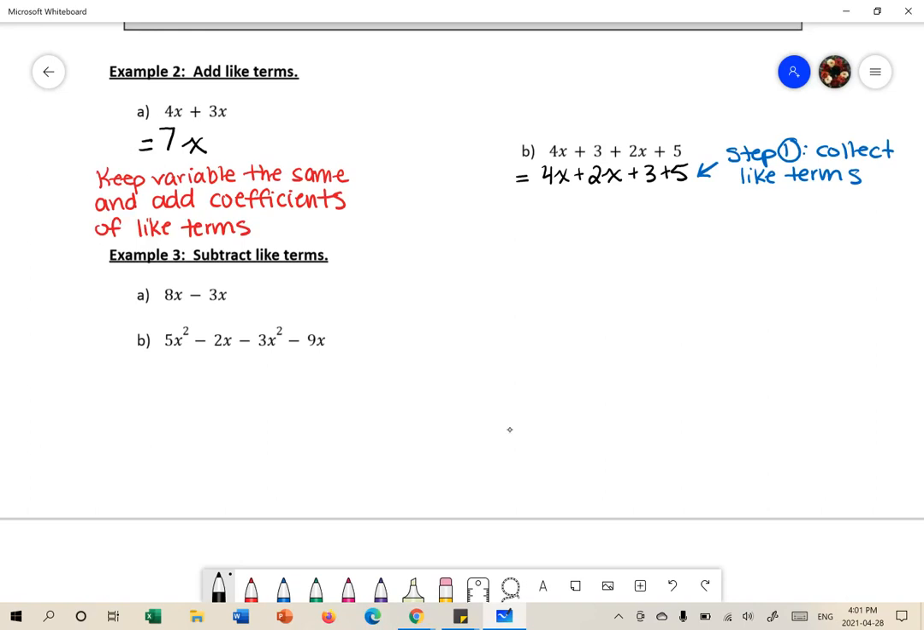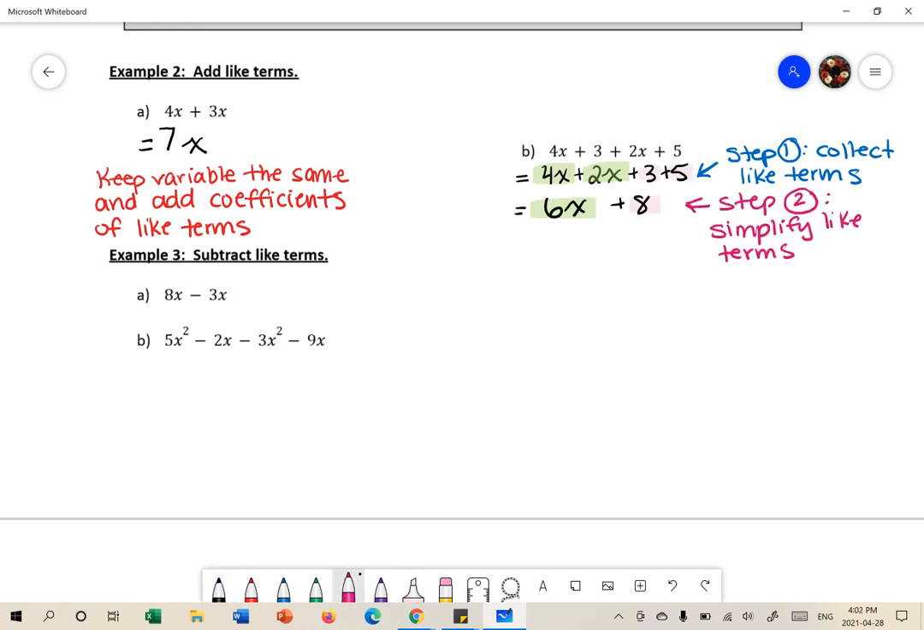In my next line, I'm going to only simplify like terms, which means I'm only going to add together the terms that are like. So 4x and 2x can be added together, which equals 6x. And then 3 plus 5 can be added together, which is equal to 8.